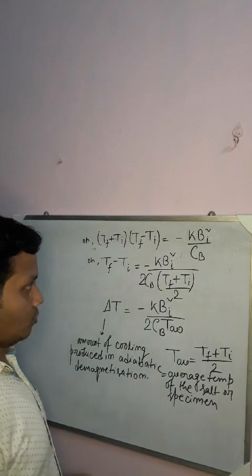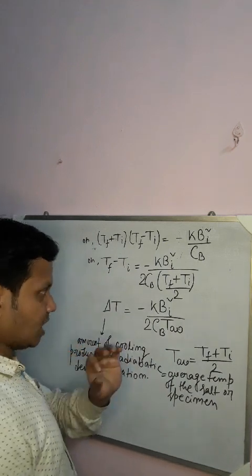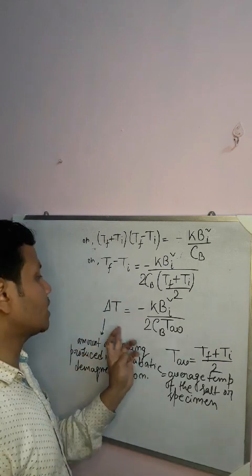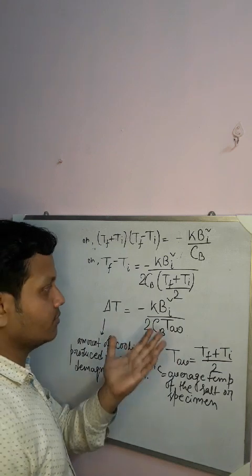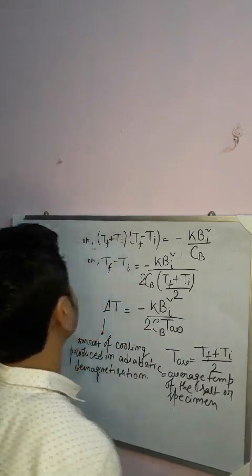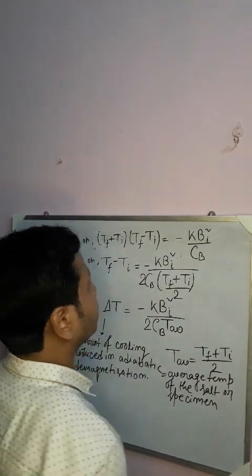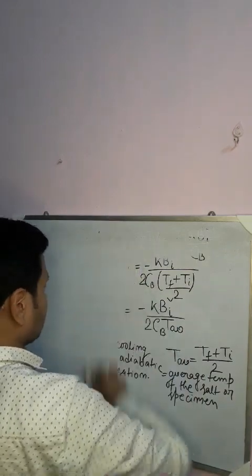So whenever you are asked to find this expression, at first you have to write briefly the principle of this process, and then you have to find the amount of cooling produced during adiabatic demagnetization. So this is all about adiabatic demagnetization.